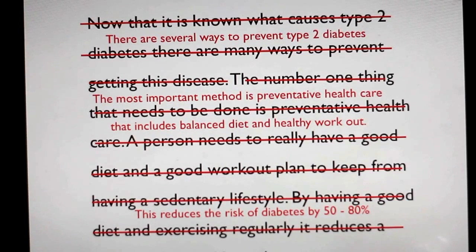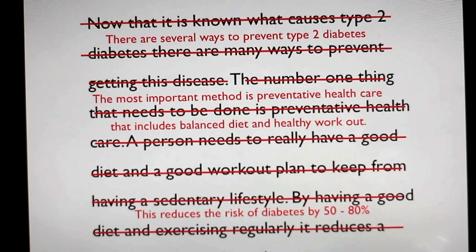Next one, "The most important method is preventive health care. That includes balanced diet and healthy workout." This has taken care of the huge long sentence that said the number one thing that needs to be done is preventive health care. The second sentence was "A person needs to have a good diet and a good workout plan to keep him from a sedentary lifestyle." All this junk has been condensed to one sentence: the most important method is preventive health care. That includes balanced diet and healthy workout. Same with the last one, "By having a good diet and healthy workout."